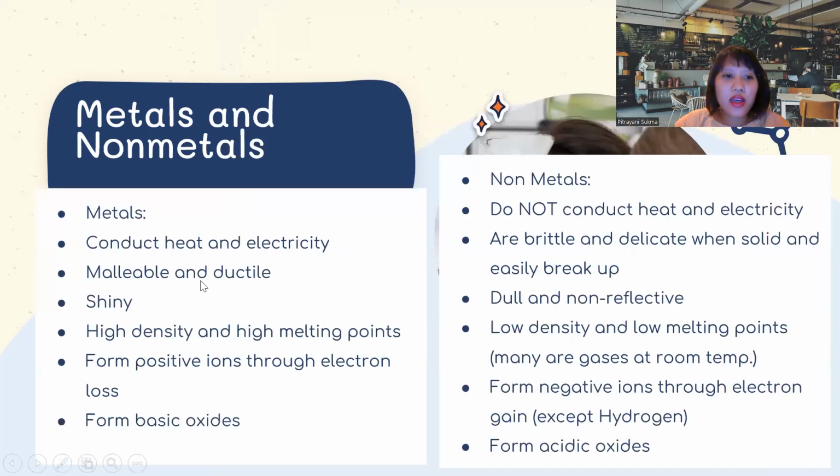And then metal is malleable and ductile, which means you can hammer the metal and it can be shaped very easily, and when you pull the metal you can shape it into different shapes. That is the character of metal. So you can shape them by hammering them. But non-metals are brittle and delicate when solid, and when you try to hammer them, they easily break up. And then metal is usually shiny, but non-metal is usually dull and non-reflective.